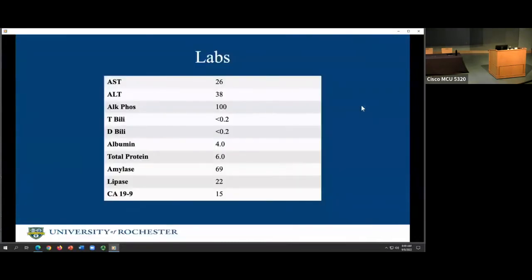And these were his labs. He didn't have any jaundice. CA 19-9 was normal. I want you to keep this patient in your mind, and we will come back to it as we review the various guidelines and how we would apply them to this patient.